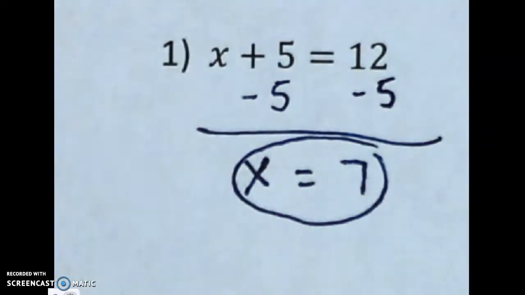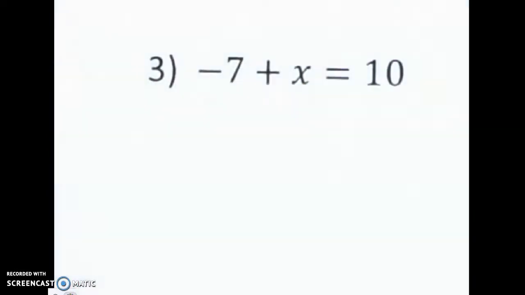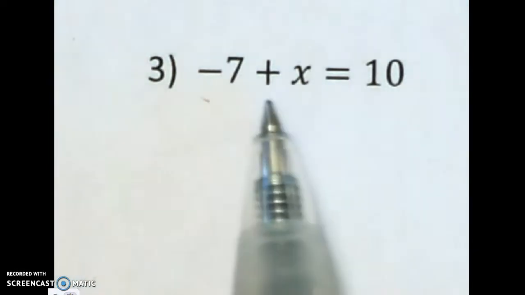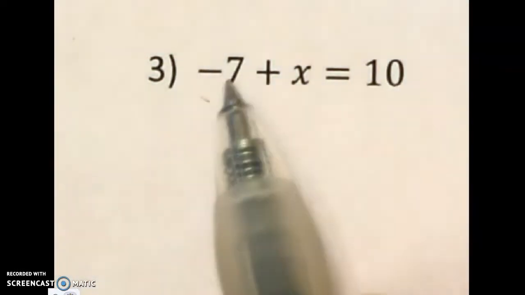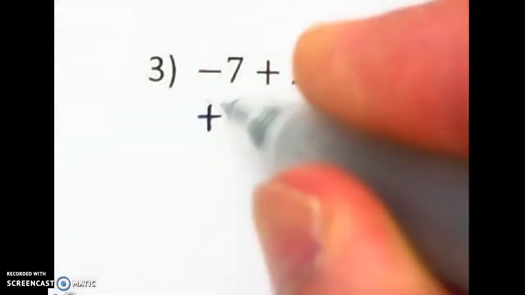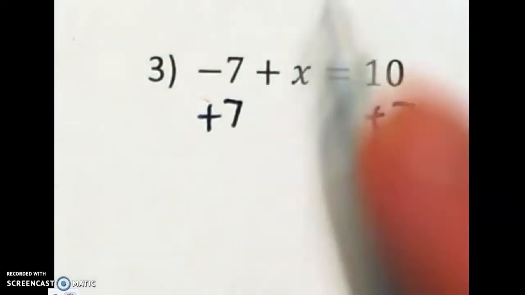Now we're going to take a look at a subtraction problem. Okay, on this one, I notice my variable is on the left. There's a number on that same side that needs to go away. Since it's a minus 7, we're going to do plus 7 on both sides of the equal sign on the left and the right. So negative 7 and positive 7 goes away.